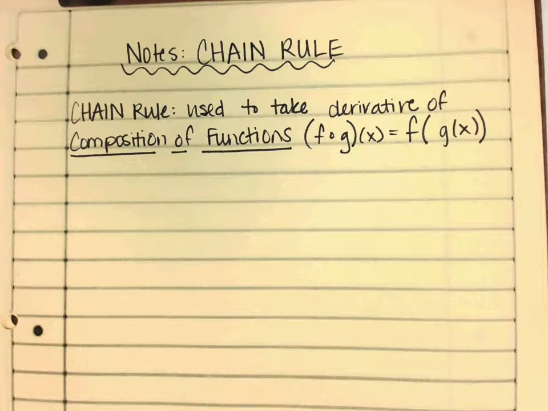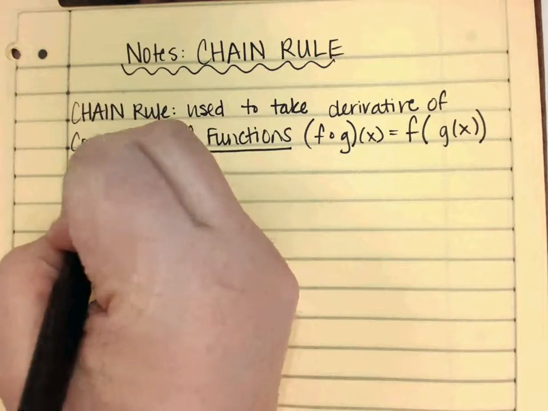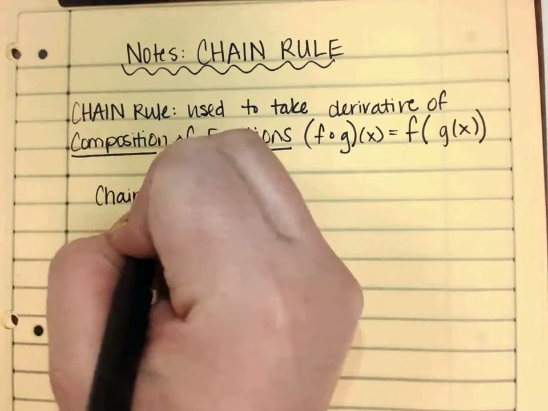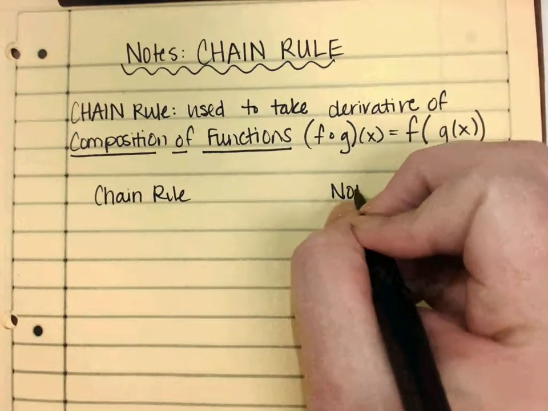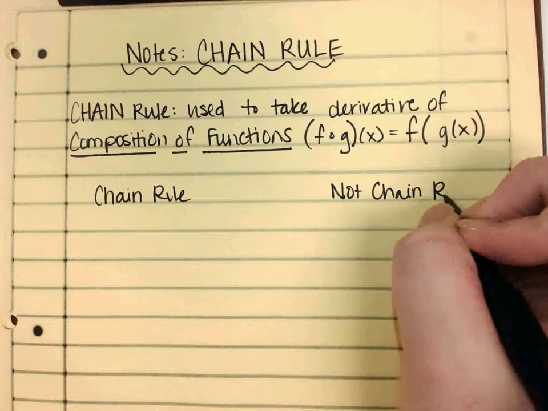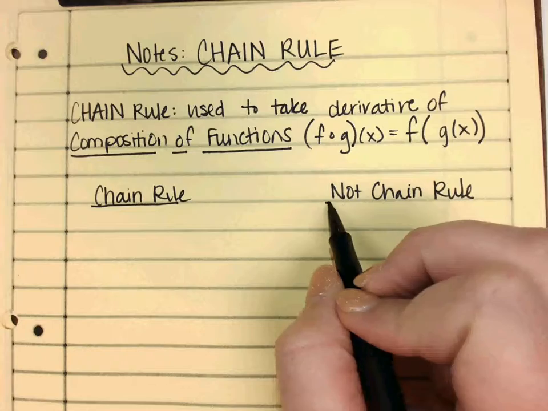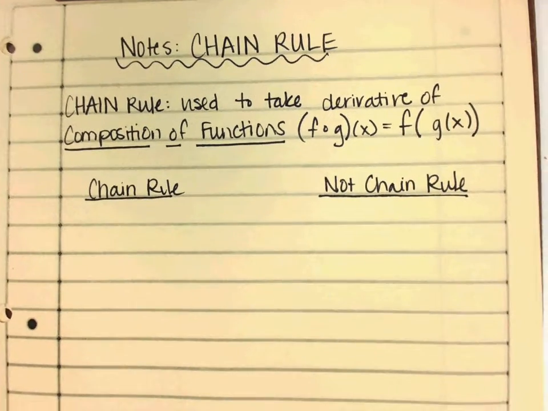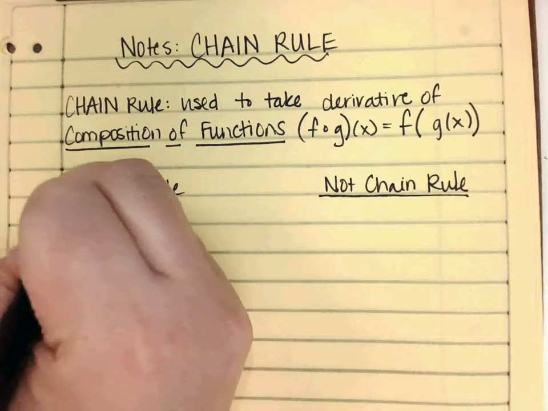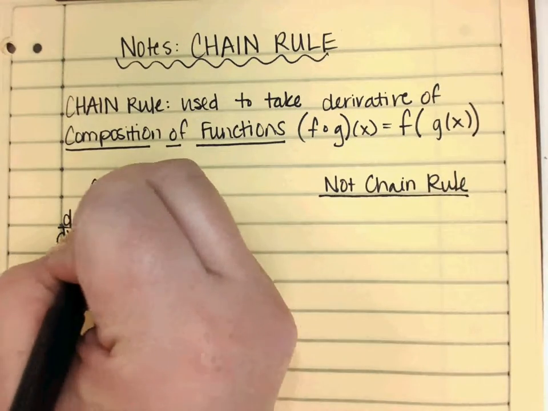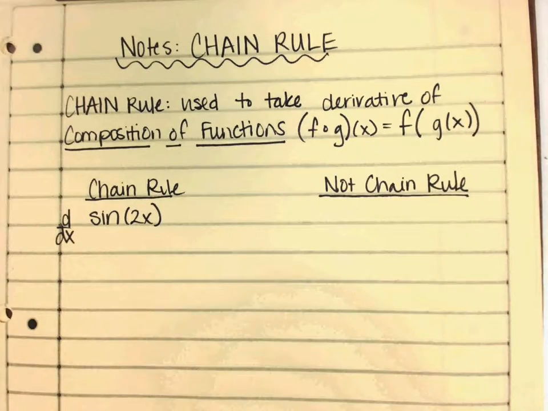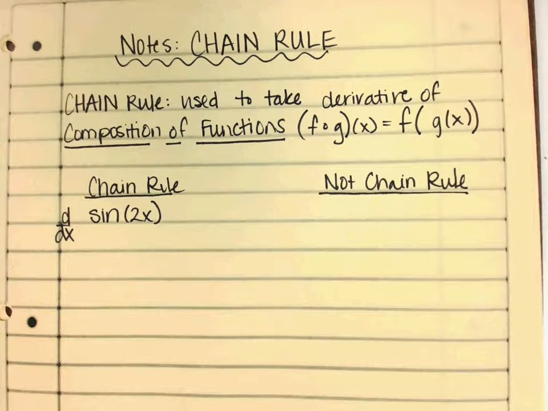So, I'm going to make you a quick yes-no list so you know if you're using chain rule or not. Okay, so here's your chain rule side. Here's your not chain rule side. Okay, this would be on the chain and off the chain. If you were doing the sine of 2x, that would require chain rule because that's sine of and then 2x is inside.